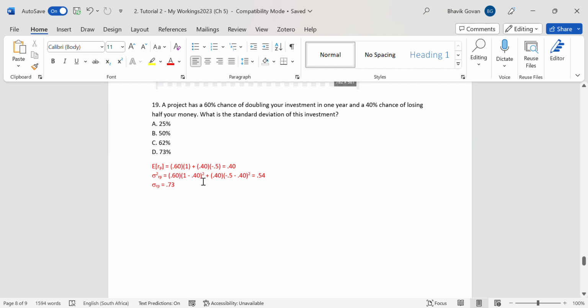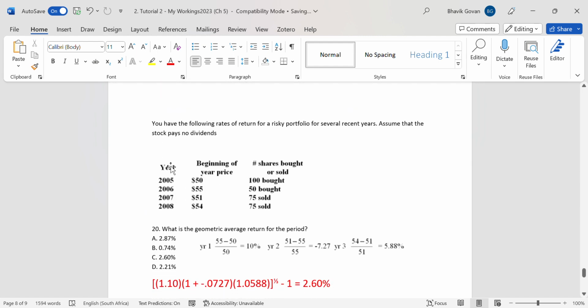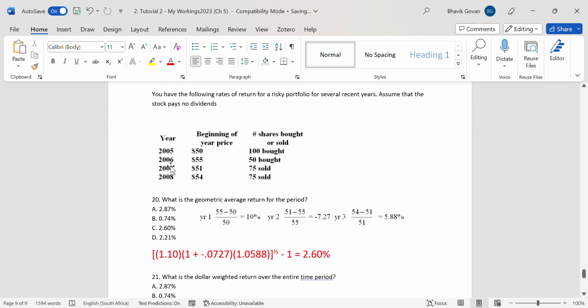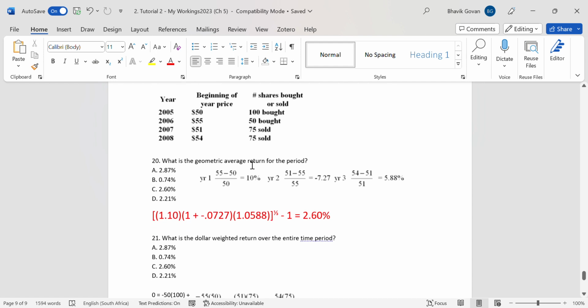So 0.6 times 1 minus expected return squared plus 0.4 times negative 0.5 minus the expected return squared. So we'll get a standard deviation of 73%. And then you have the following rates of return for a risky portfolio for several recent years. Assume that the stock pays no dividends. What is the geometric average return for the period? So you calculate your returns for the 3 years and you plug that into your geometric return formula and you'll get 2.6%.